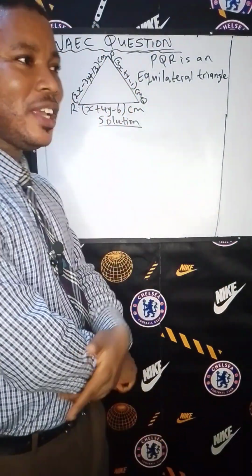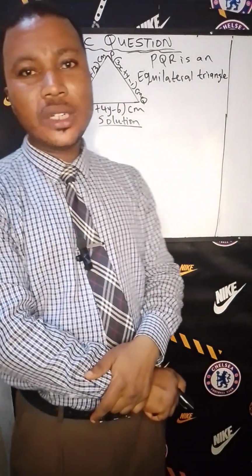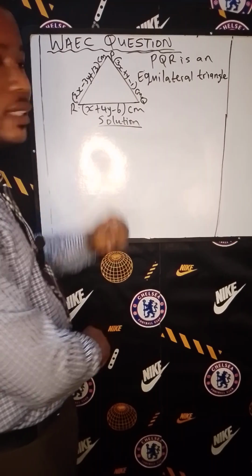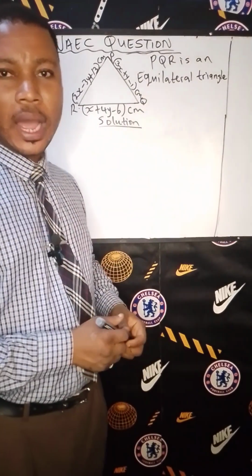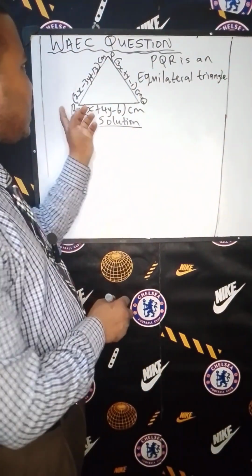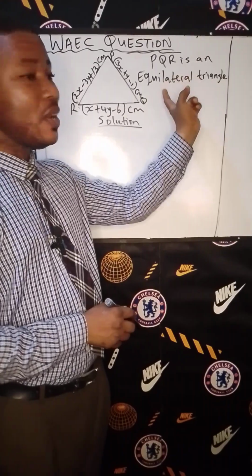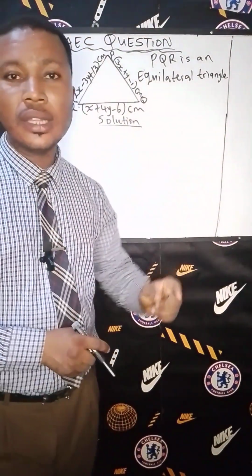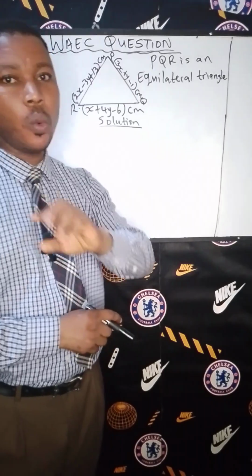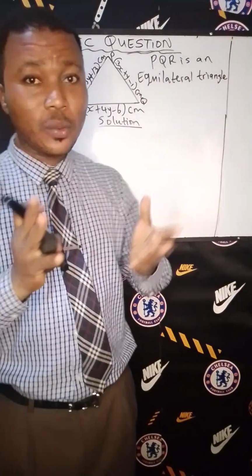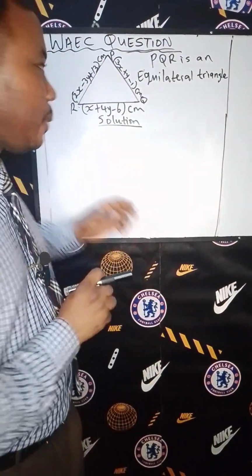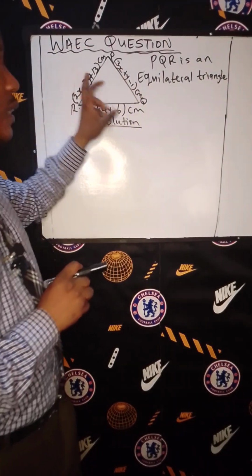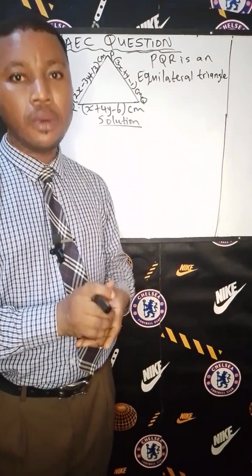Okay, today we have WAEC questions. Let's look at one of these questions and find the value of x and y. It says PQR is an equilateral triangle, and we all know that in an equilateral triangle all the lengths and angles are equal. So we are going to find the value of x and y such that by the time we substitute them here and here, we're going to have the same number because it must be equal.